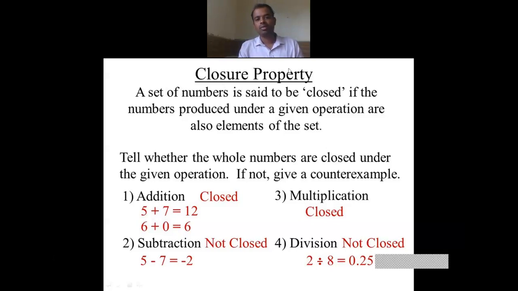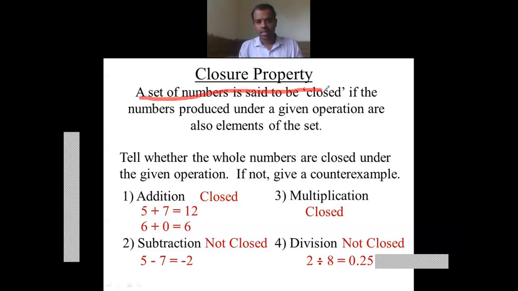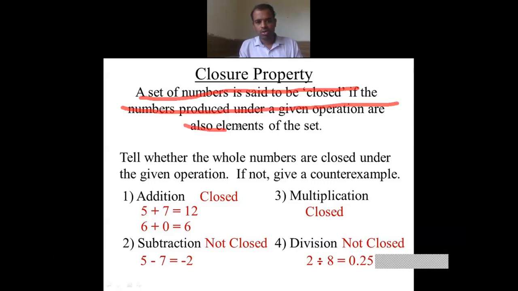Listen very carefully. A set of numbers is said to be closed if the numbers produced under the given operation are also elements of the set. What does it mean? Look here. 5 plus 7 is on the left-hand side, 12 is on the right-hand side. 5 plus 7 is 12, and they have given 12. It means LHS is equal to RHS. It means closure property under addition holds good.